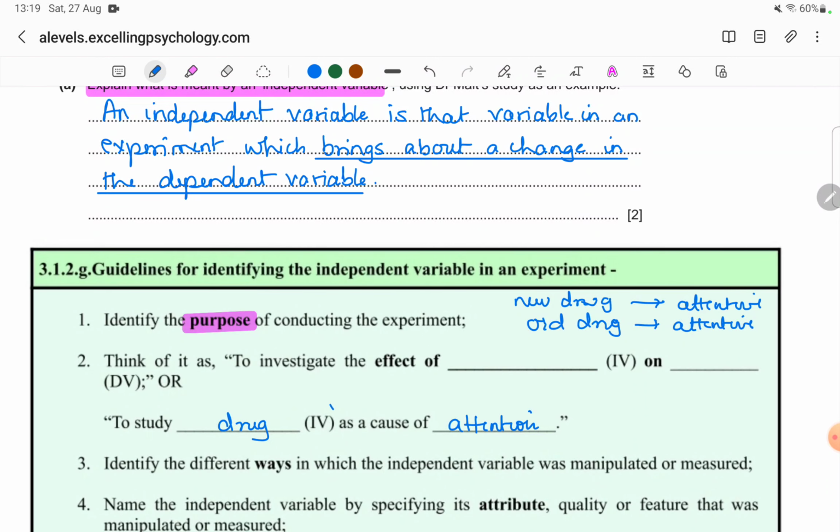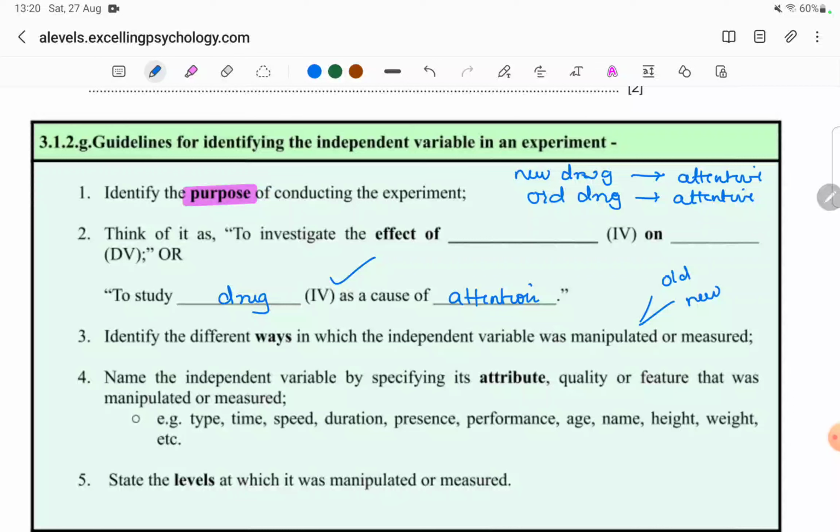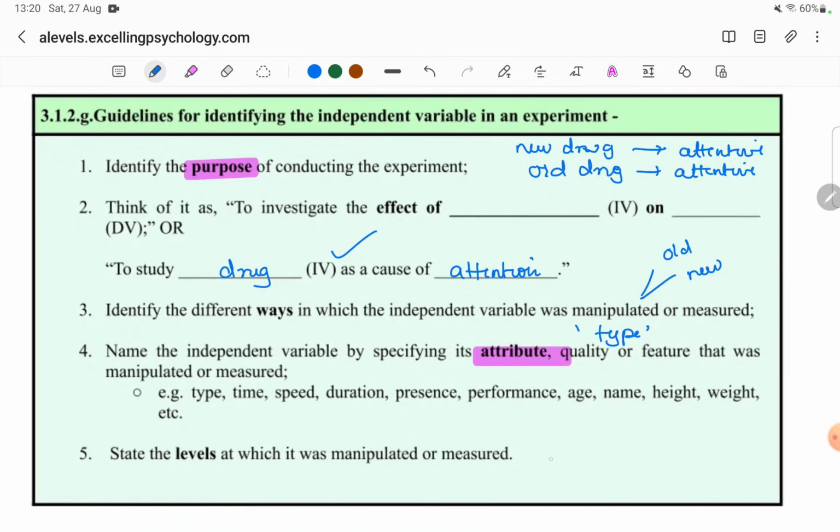Drug is my IV. What are the ways in which she manipulated the drug? Either old or new. Okay, what attribute of the drug did she manipulate? How much drug they took? No. She manipulated the type of drug they took. Either she gave them an old drug or a new drug. What are the levels in which she manipulated this type of drug? Either old or new.